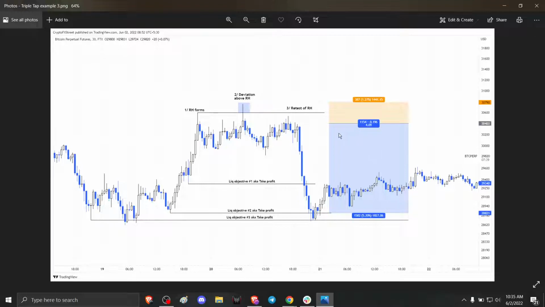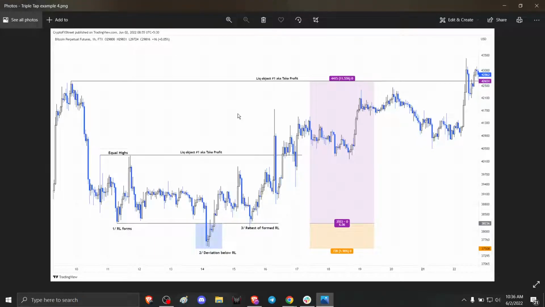Since it's on a 30-minute time frame, the actual move is around 5%, right? So although in percentage terms it doesn't feel like it's a lot, it is when you actually trade with leverage and all that kind of stuff, right? So yeah, this is a really good example of what a triple tap setup is and how you should trade that. So now let's take a look at another example where the price actually goes higher.